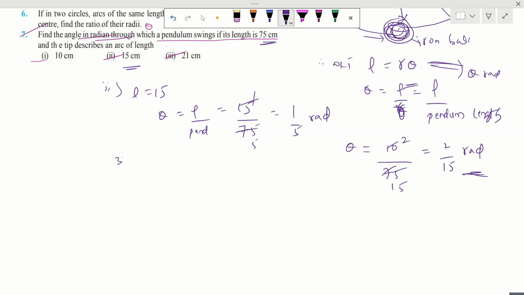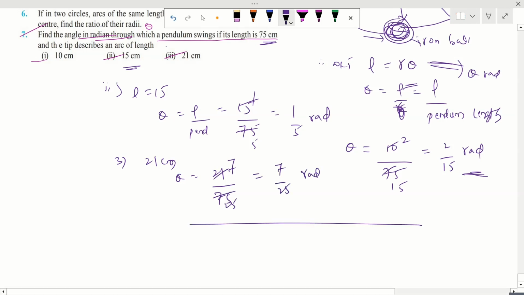Okay, the third one is 21 centimeters. Then theta is 21 by 75. 3 sevens are 21 and 3 twenty-fives are 75, so we have 7 by 25 radian. Now we have completed this exercise.